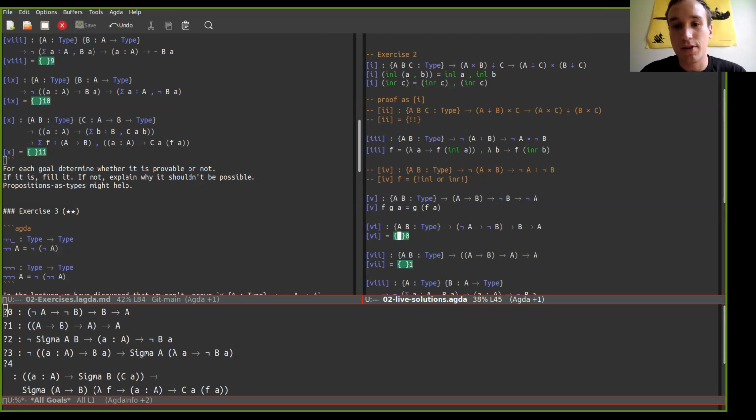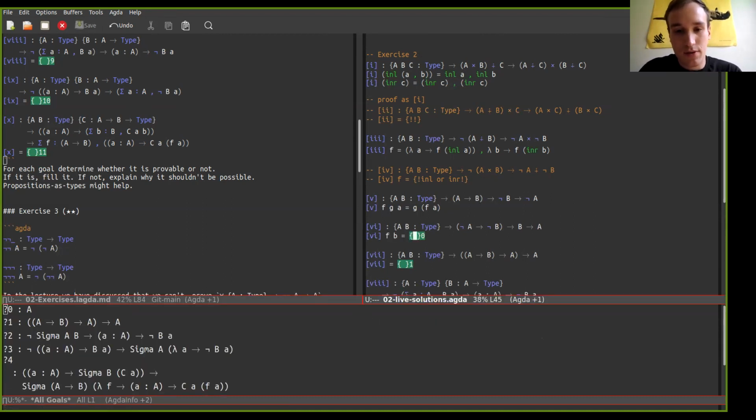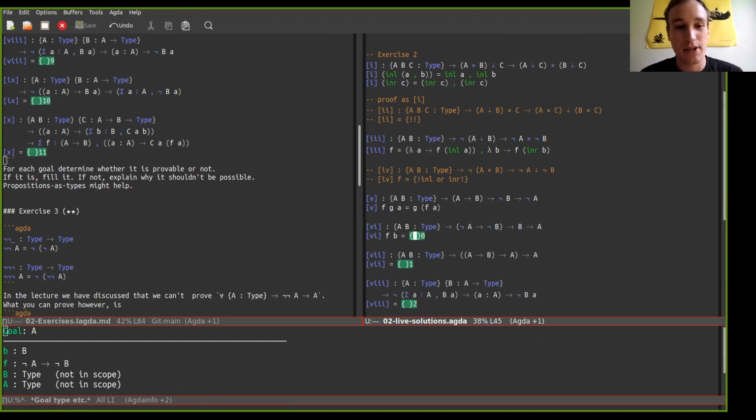And if you think about it, if we start trying to prove it, we give it an F and a B. So what do we have? We have a function from not A to not B, and we have something of type B, but we have to give an element of A. So we have nothing to construct elements of A for an arbitrary A. We know nothing about A, and with our B and our F, we just won't get there.